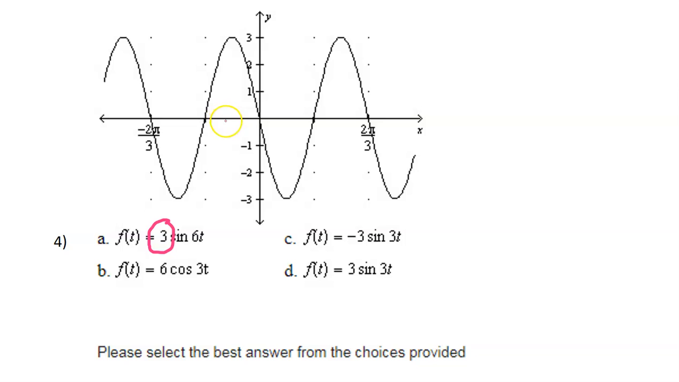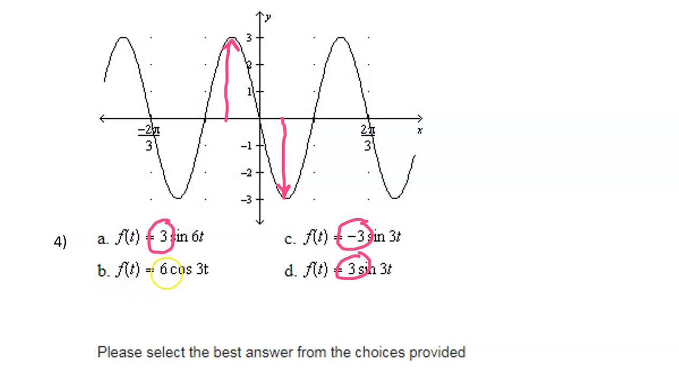That means how high it goes above the midline, and that should be the same as how low it goes below the midline. So the amplitude of this function would be 3. That matches what we see on the graph because it has a high of 3 and a low of 3. Now all of these graphs have an amplitude of 3. Notice that the negative doesn't change the amplitude. The amplitude is still 3.